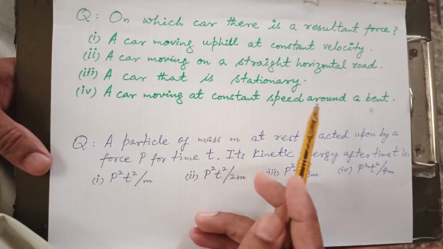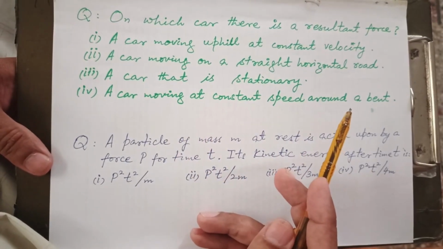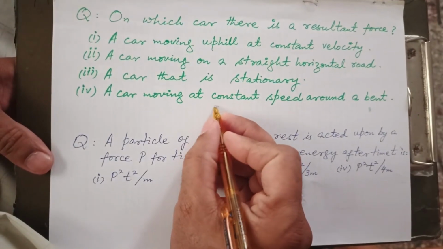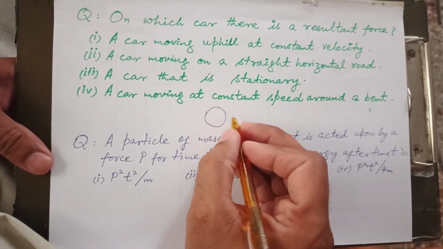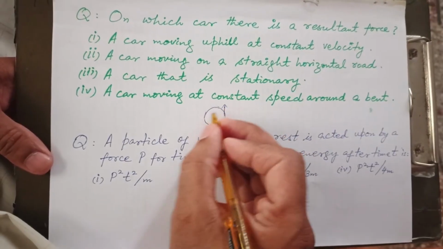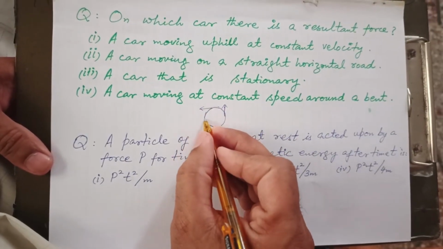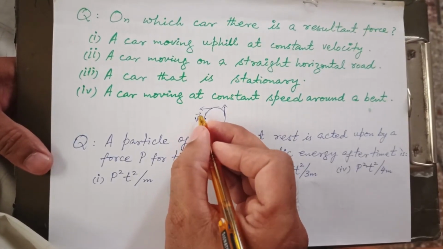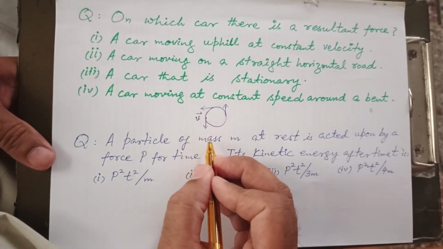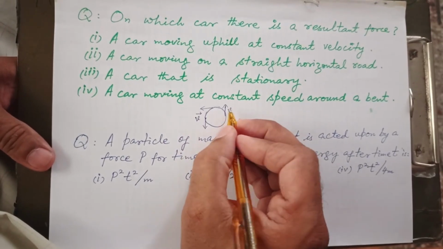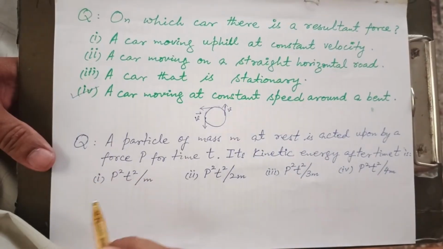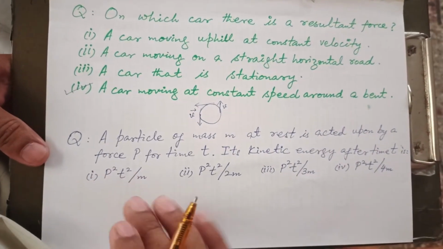Car moving at constant speed around a bend. When a body moves on a circular path, its direction continuously changes. As the direction changes, the velocity changes, and change in velocity is acceleration. So you'll get acceleration in this case. So the correct option is the fourth one. Come to the next one.